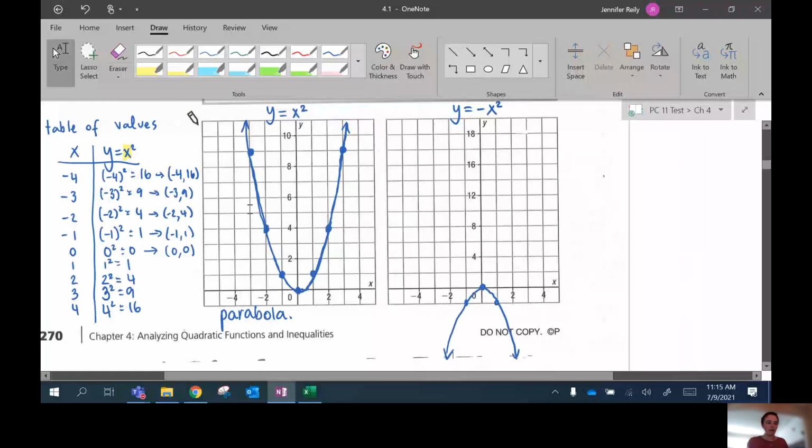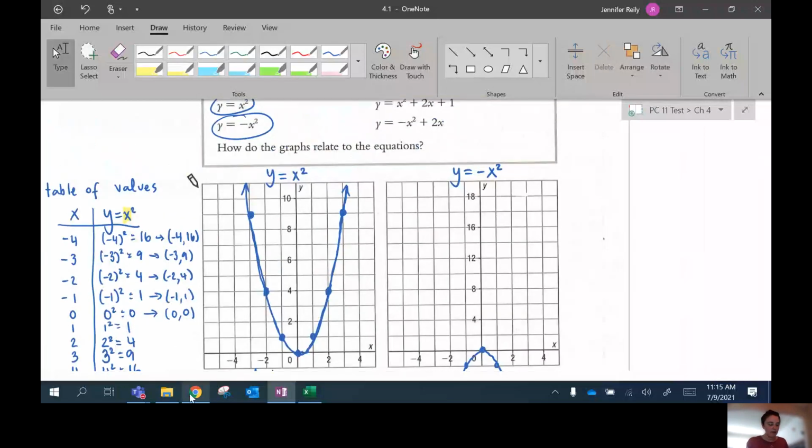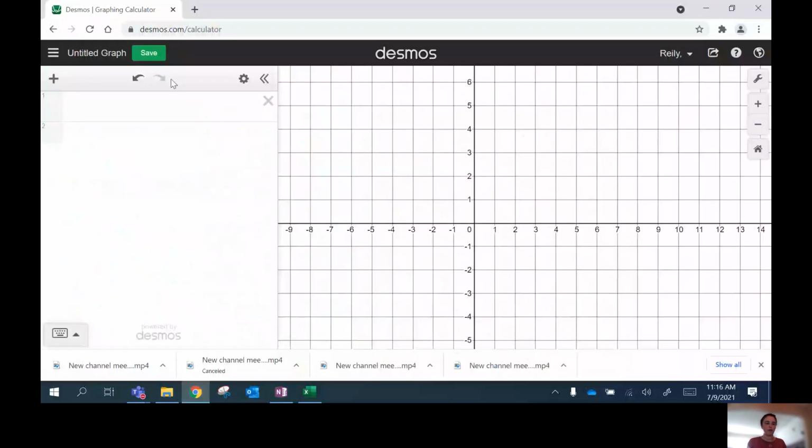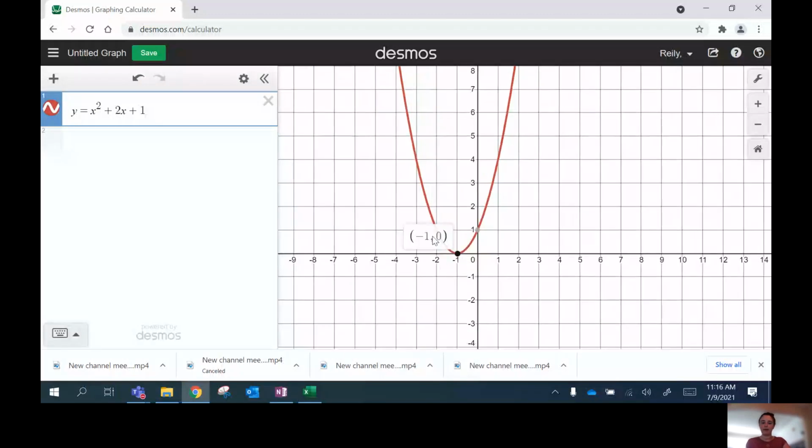Okay, let me show you a few more on Desmos. I'll do the ones that they asked me to do there. So I'll do x squared plus 2x plus 1. So if you have a Desmos screen open, you just type in y equals x squared plus 2x plus 1. And you'll see it's the same parabolic shape, except the bottom of the parabola is not at 0, 0 this time, it's been shifted over, and we'll discover why that happens and how to see that. And then this one is negative x squared plus 2x.